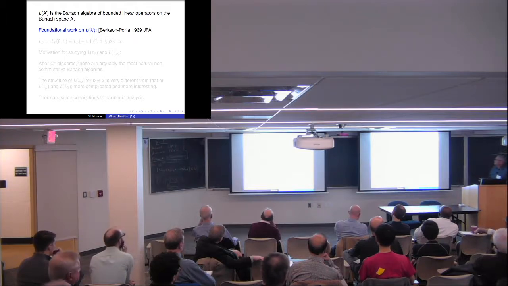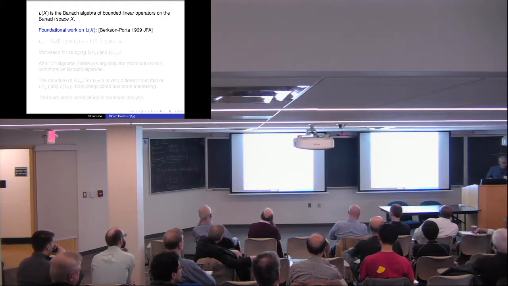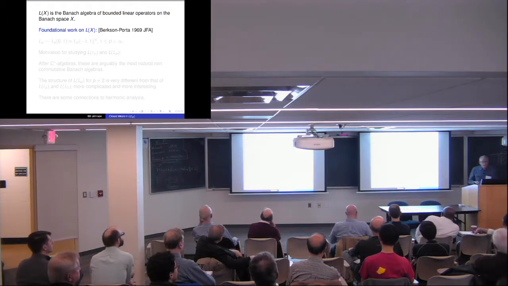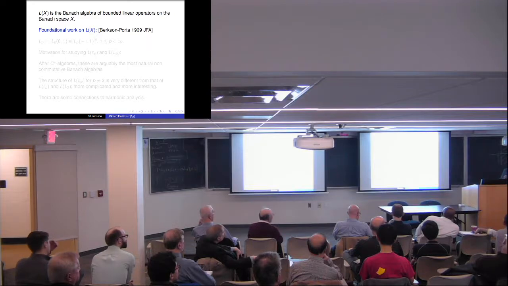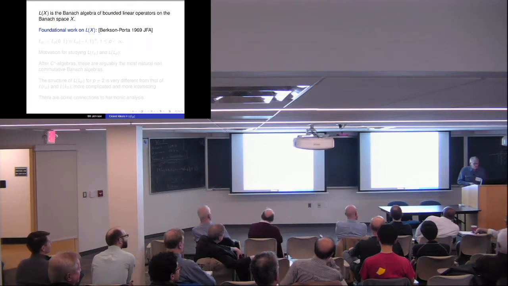The main definition is that L of X is my notation for the bounded linear operators on the Banach space X. Notice I wrote Banach space X. I was tempted to write Wiener space X because they used to be called Banach Wiener spaces a long time ago. But since everyone calls them Banach spaces now, I just left it this way.